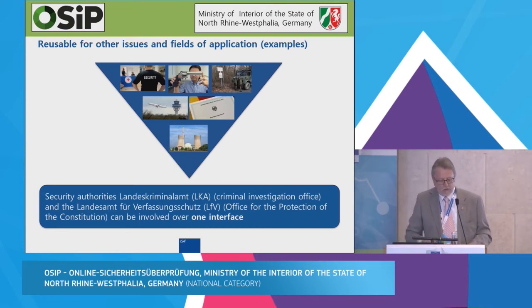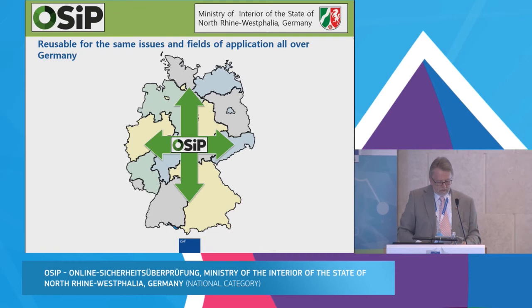However, the concept of reusing OSiP also applies on another level, since security and background checks are based on federal acts or laws. It was obvious that OSiP should also be used in other German federal states. This is owed to the fact that OSiP is a solution of the IT Planungsrat, or in English, IT Planning Council, an organization in which all Chief Information Officers, or CIOs, of the federal states of Germany are represented. It aims at developing solutions which can also be used in other German states.